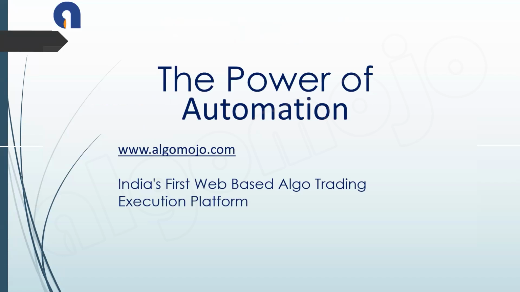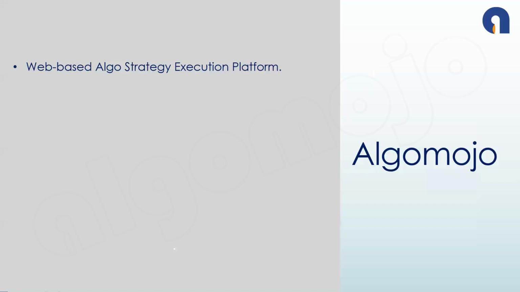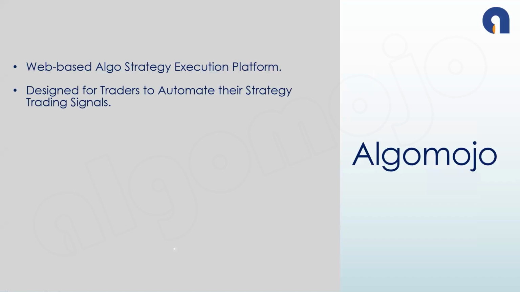Our website is algomojo.com. It's a web-based trading platform. It's an execution platform that is available for all users. There is no separate app; we don't have a mobile app or a laptop or desktop app. It is a web-based tool. You can use any browser, and you get to access all the features and facilities of Algomojo. It is designed for traders basically to automate the trading strategies that you have.